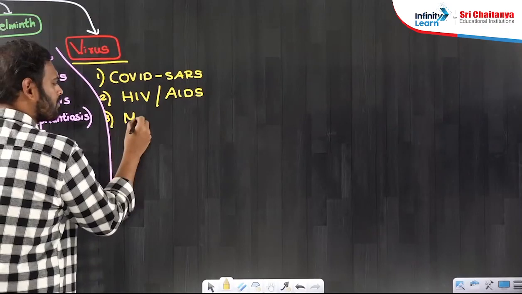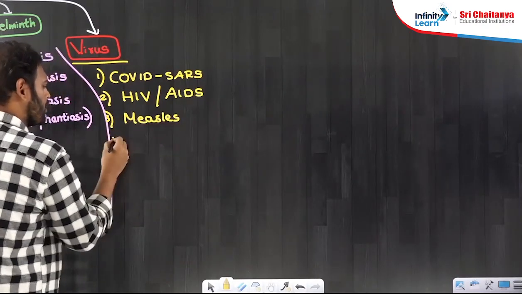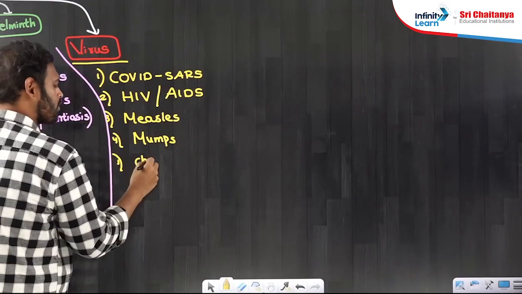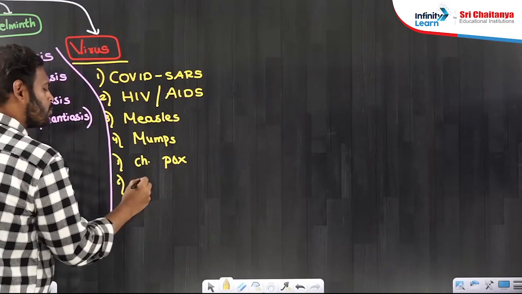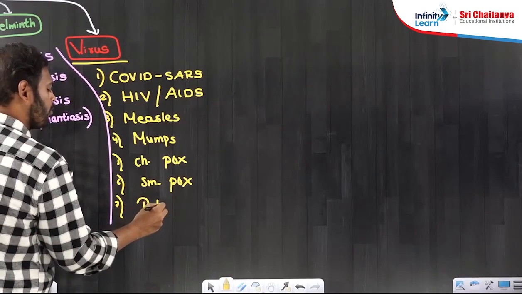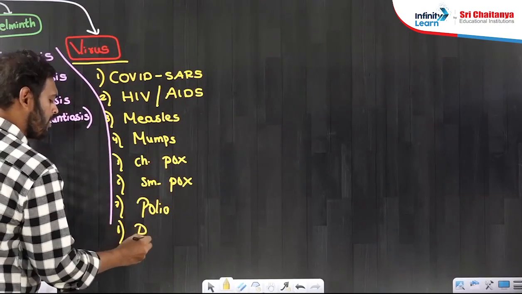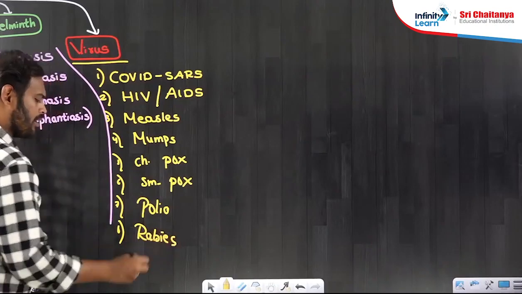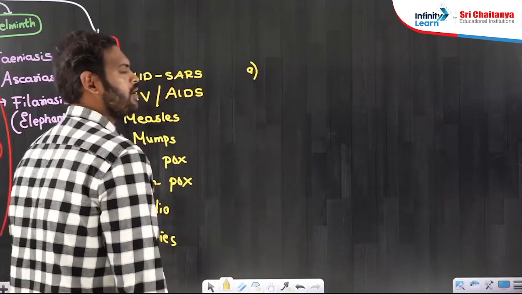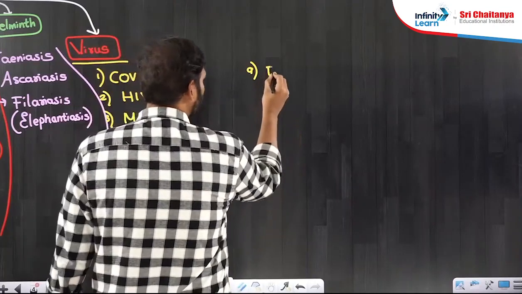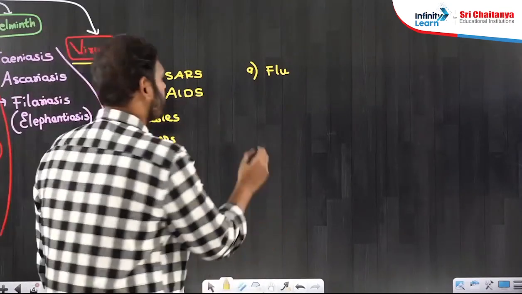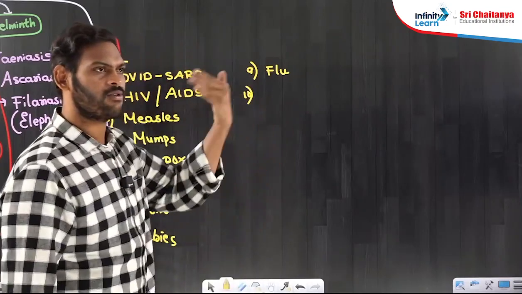Again, measles, viral. Mumps, viral. Chickenpox, viral. Smallpox, viral. Polio, which happens in the spinal cord, viral. Rabies, viral. Some more. Flu or influenza. It is caused by flu viruses. So with flu, you have bird flu, swine flu, common flu. Very good. Again, come. Even more.